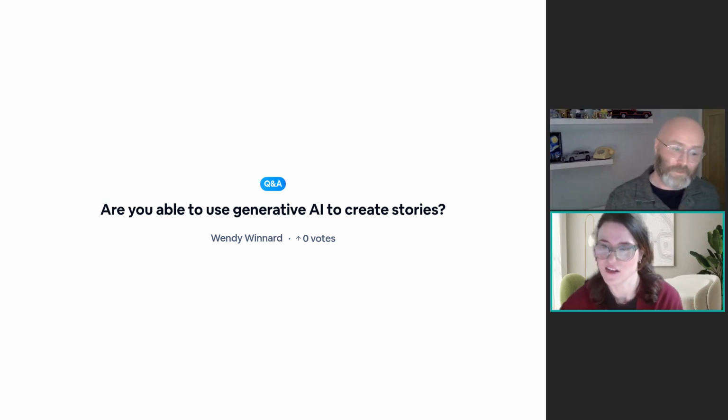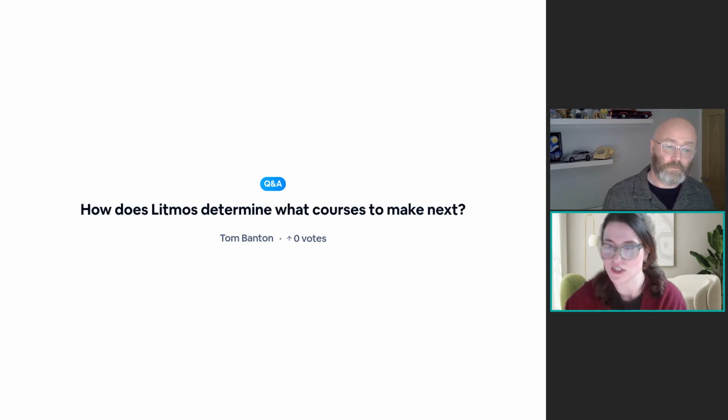Yeah, that's awesome. I think there's another question that's related to AI about AI within authoring tools. I think that lends itself to what you're saying, using it to get different perspectives. Yeah, definitely. I have a question now from Tom about how Litmos determines what courses to make next.